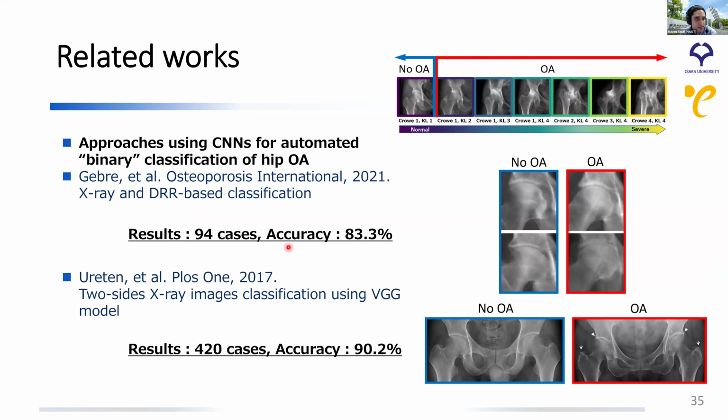These studies, for example, this one in 2021, were validated on 94 cases, and it obtained 83.3% accuracy. Another study in 2017 was validated on 420 cases and could obtain 90% accuracy. However, if we use binary classification, we still don't know which level we are in within these severity scales.